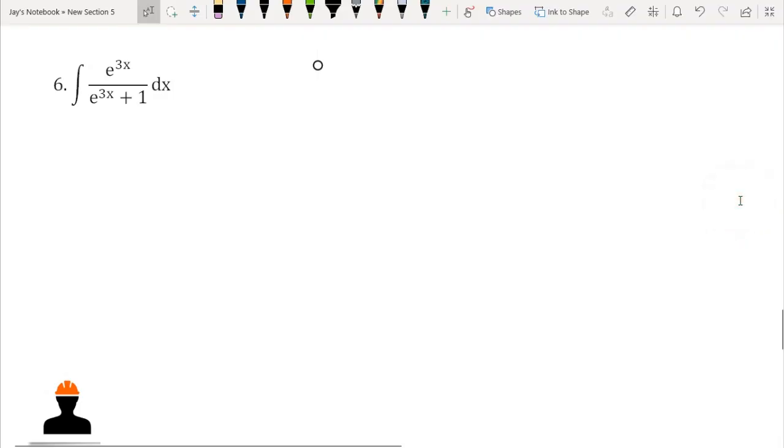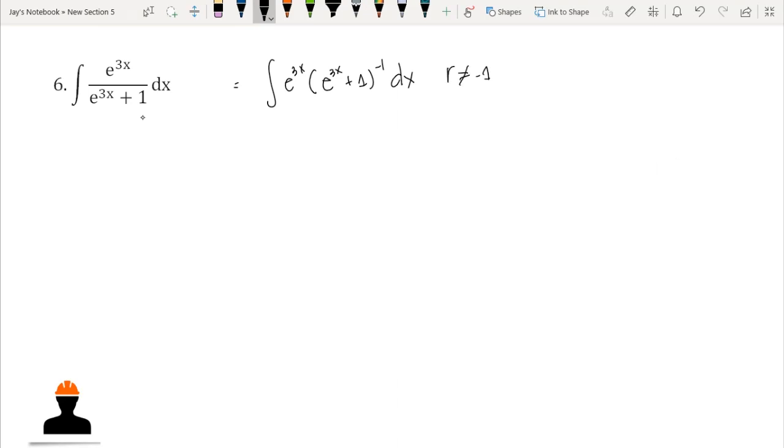And now we have an example here, that is the integration of e raised to 3x over e raised to 3x plus 1. Now in this case, you might think that we need to apply the power rule. However, if we move our denominator to the numerator, we'll have e raised to 3x times e raised to 3x plus 1 raised to negative 1 dx. And again, in applying the power rule, our r here should not be equal to negative 1. So therefore, we cannot use the power rule for this type of problem.